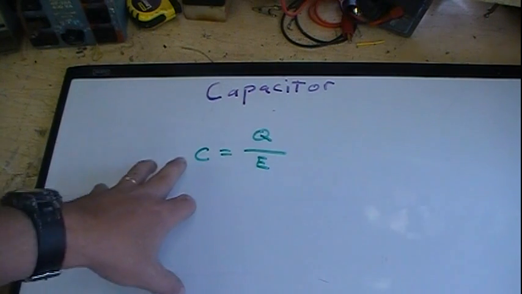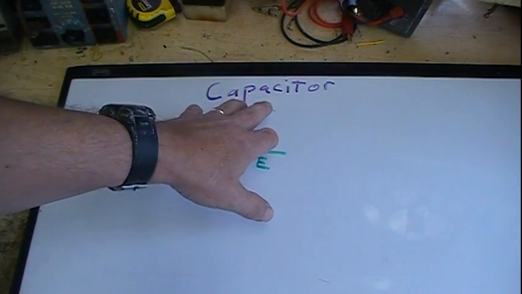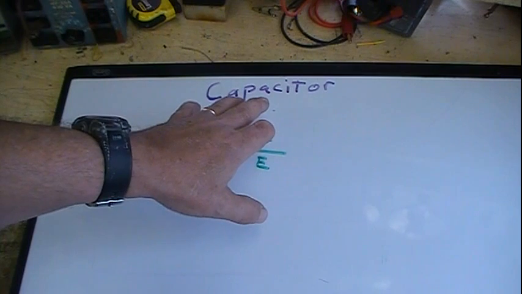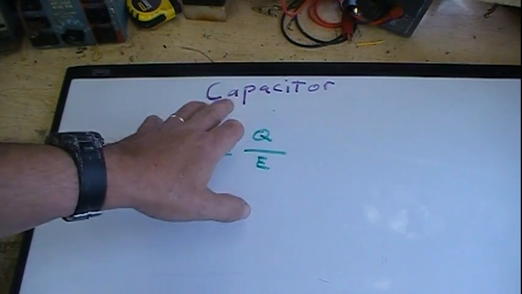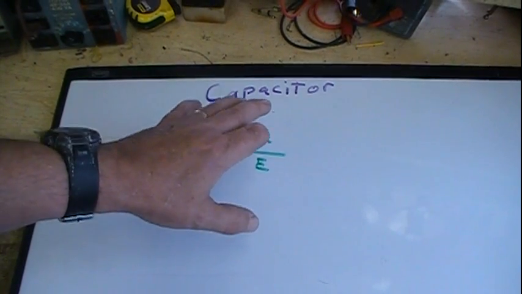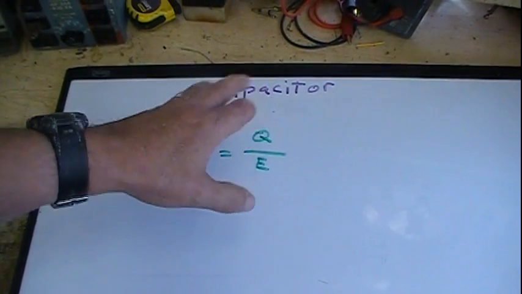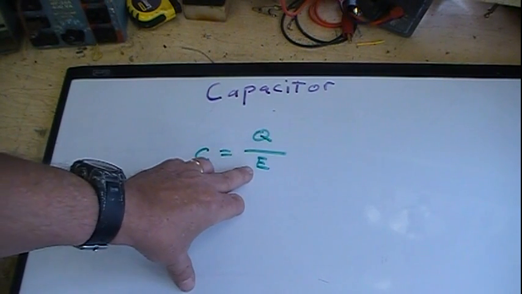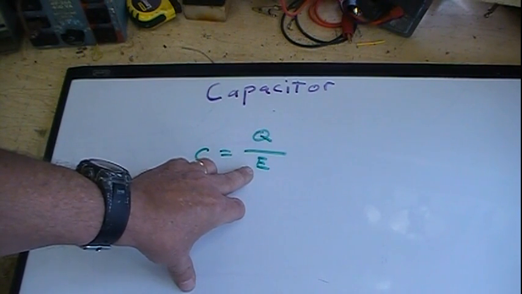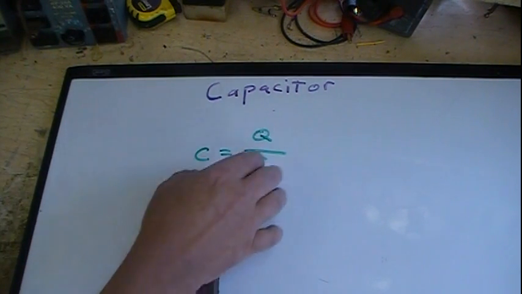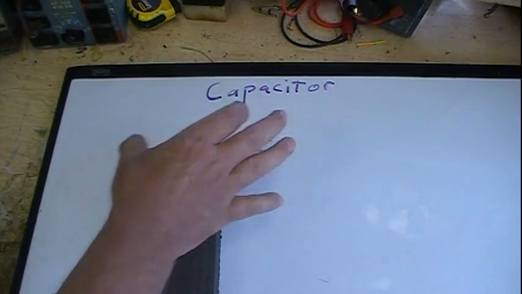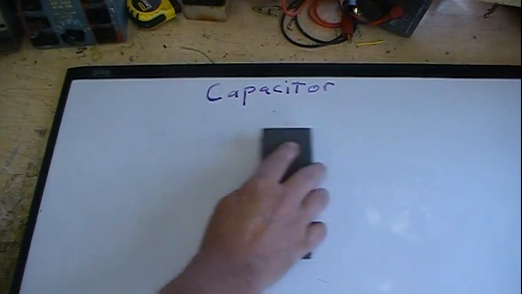So capacitance is basically equal to the amount of charge. If I've got a capacitor, in order to increase its capacitance, I've got to make room for more charge. I've got to add more charge to it. But that charge is related directly to the amount of voltage that I'm applying to that capacitor. So that's just a base formula. The main thing I want you to understand is that charge and capacitance go hand in hand.